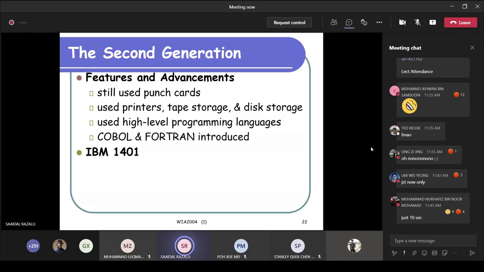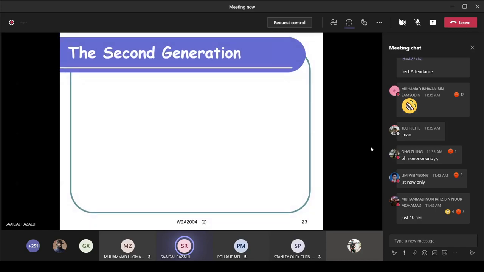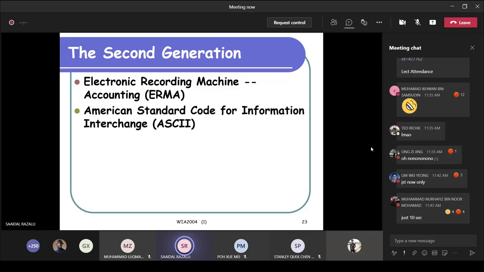We have the IBM 1401, and this is a second generation electronic recording machine accounting, or ERMA. Then you have ASCII, the American Standard Code for Information Interchange, where the binary number for a character like A, B, C has an ASCII code for that, okay?